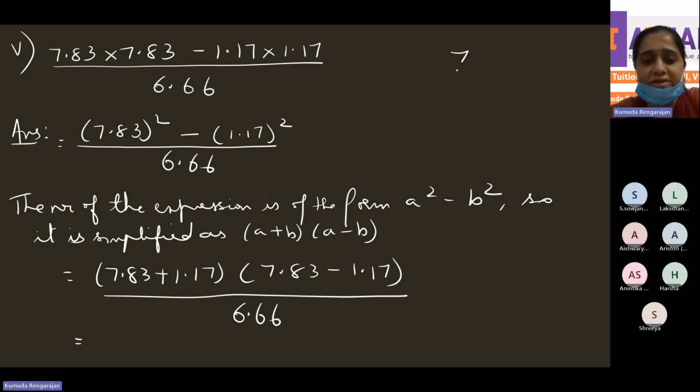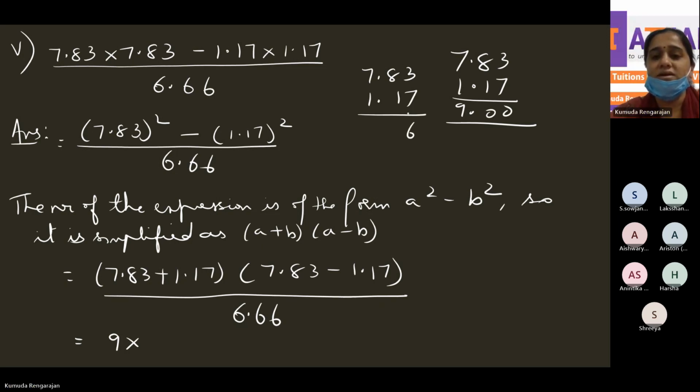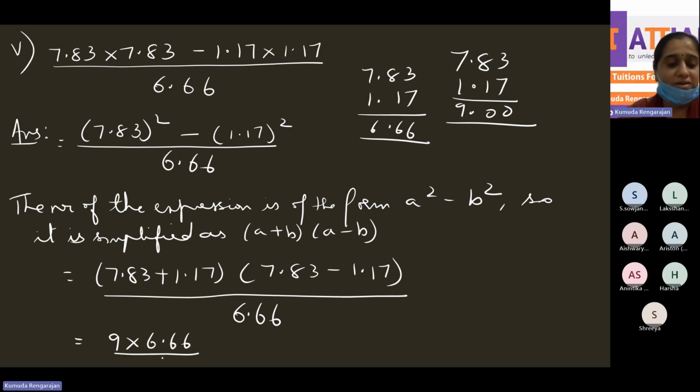Now 7.83 plus 1.17 gives 9. And 7.83 minus 1.17 gives 6.66. So 6.66 divided by 6.66 gets cancelled, so the answer is 9.